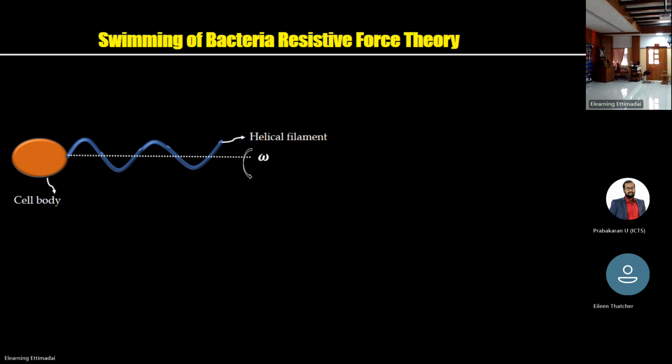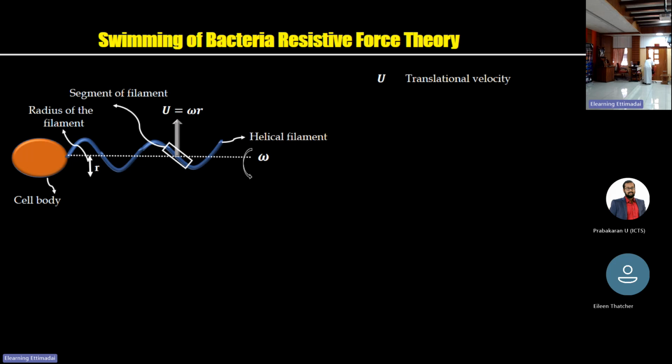This is rotating in the counterclockwise direction. If you consider it rotating counterclockwise, this is the radius of the filament, and it rotates through this radius. Now you can consider one small segment of the filament. This is the radial velocity u. You can consider u equal to omega into r, where omega is the angular velocity. Can you understand that? This is basic physics.